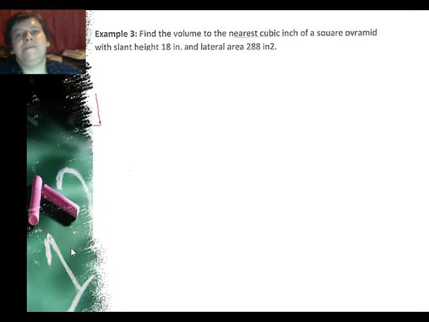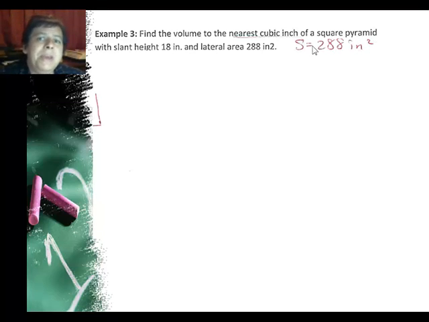Now we're going to find the volume to the nearest cubic inch of a square pyramid with a slant height of 18 and a lateral area of 288 inches squared. So I'm going to write down what I know. The lateral surface area is 288 inches squared. Be careful when writing down S because it's used for total and for lateral.